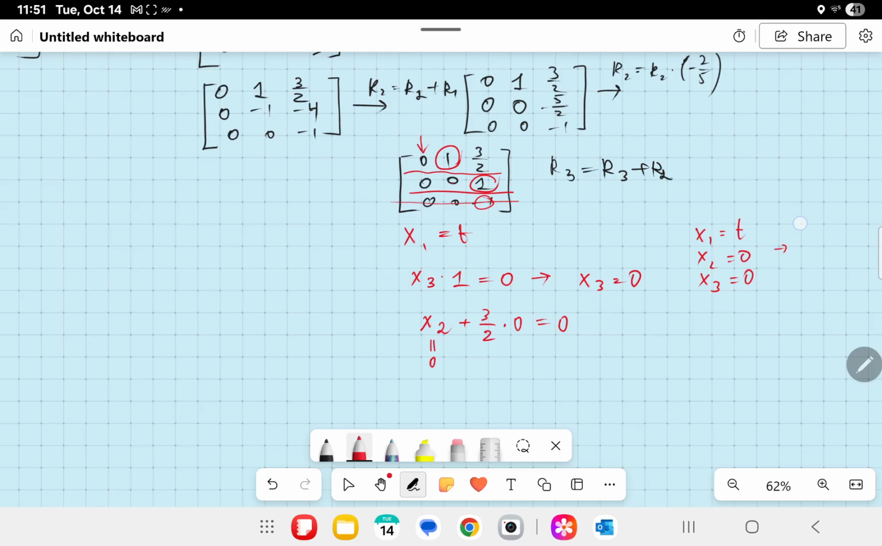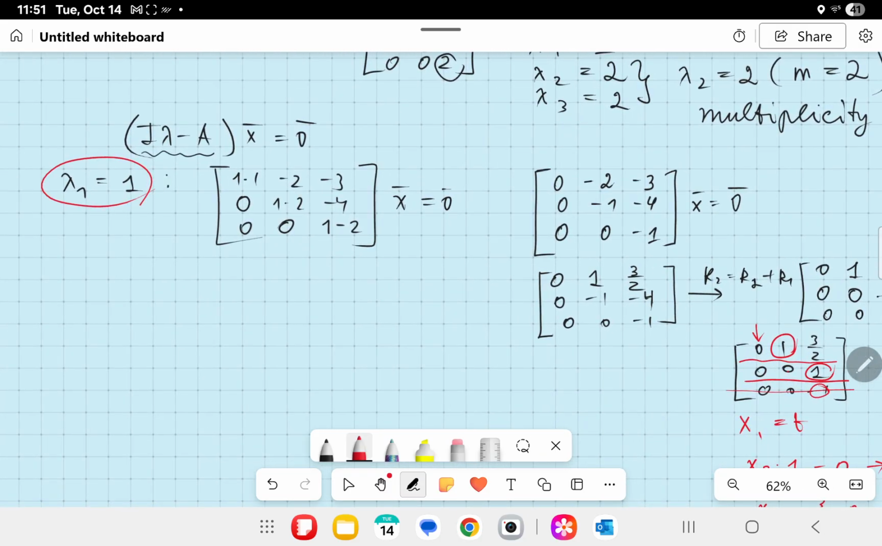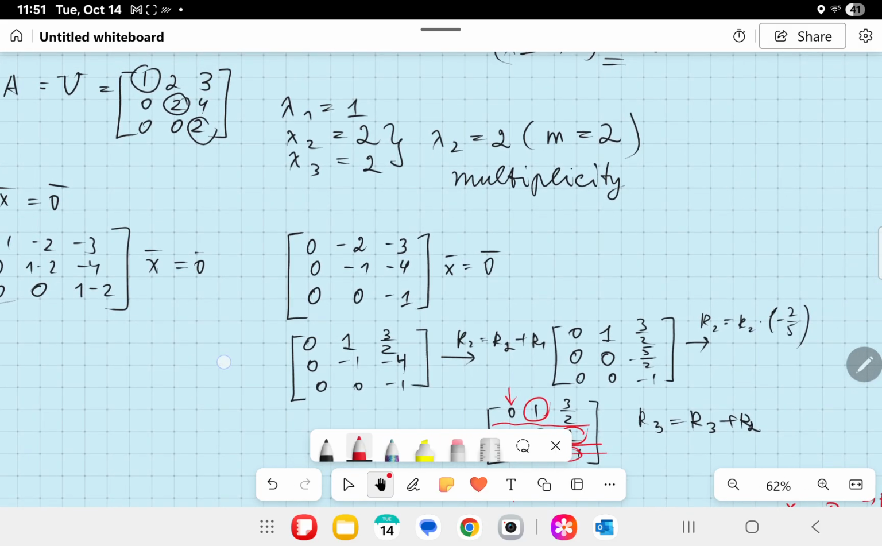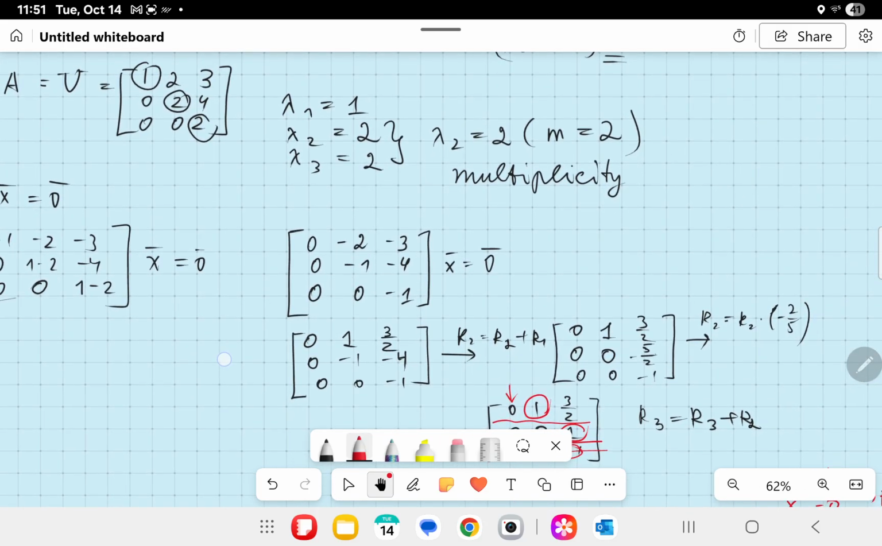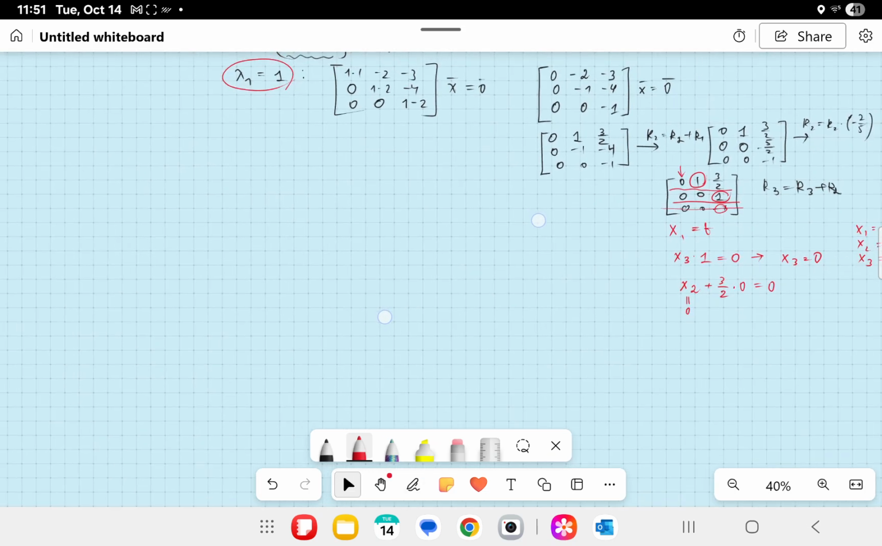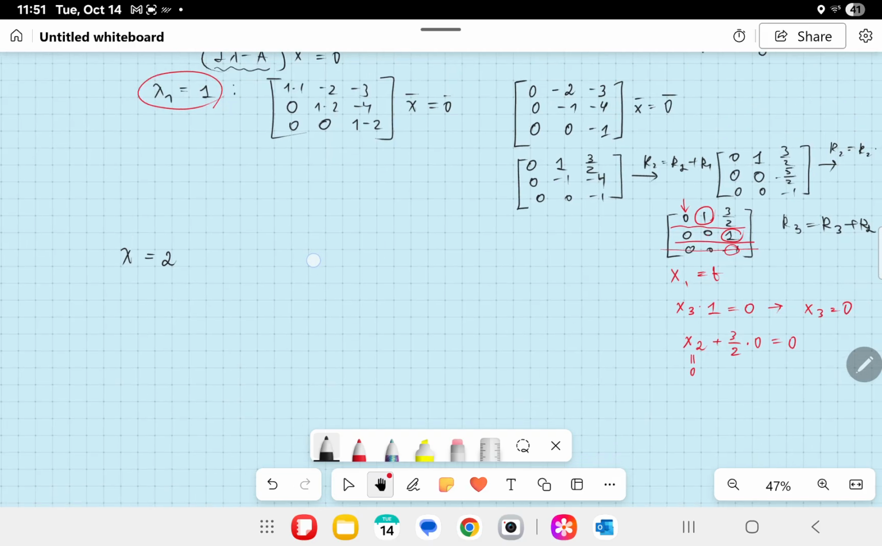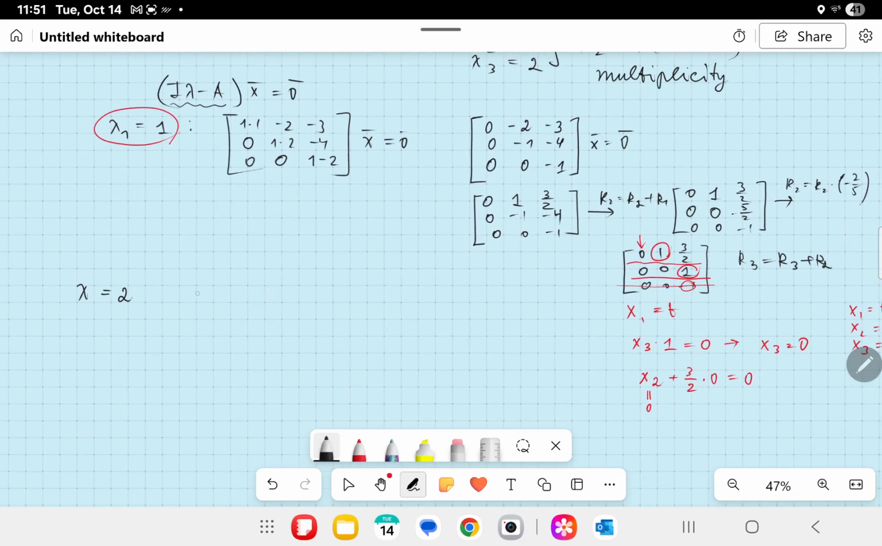And in vector form, it's going to be (1, 0, 0) multiplied by t. That's my eigenvector, which corresponds to my first eigenvalue, which was lambda equals 1. Well, we still have the second eigenvalue, which is lambda equals 2. Kind of a long way to go, but I'm going to do lambda equals 2, and I'll need to substitute it again into my system.